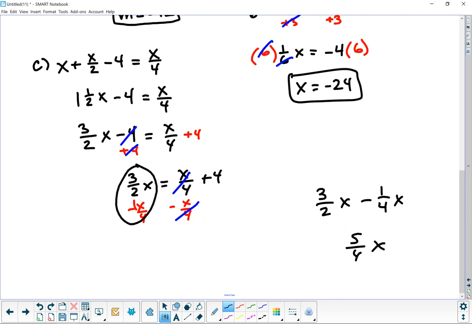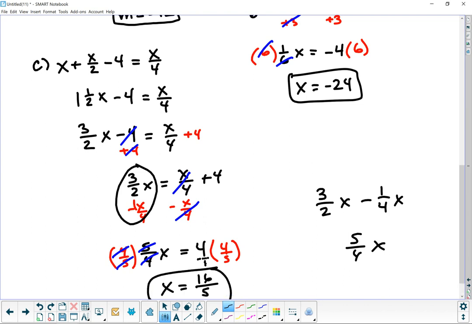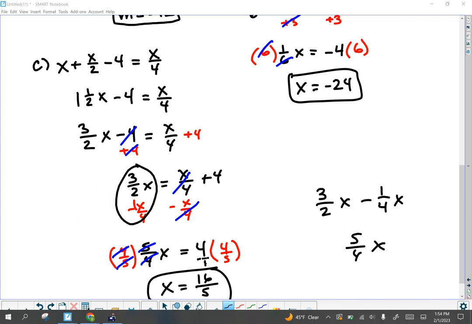Okay, so by combining these, I will get 5/4 x equals 4. And then finish it off by doing a multiplication of 4/5. And these will cancel. Okay, over here it won't cancel, but we will get x equals 16. 4 times 4 is 16, and then 5 times 1. Okay, do not multiply 4 and 5 together. So 16 over 5. That's your final answer. Okay. So that was a quick one.